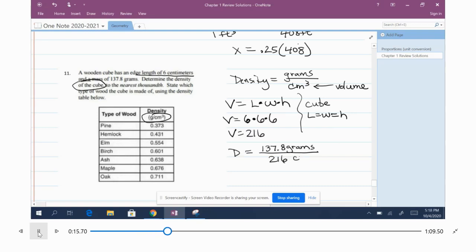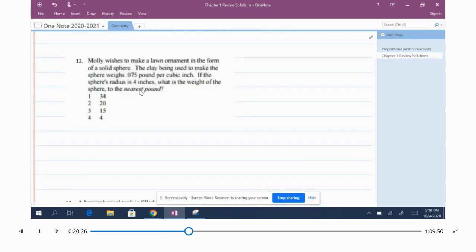Now, for density, basically it's just telling us that's exactly what we're going to do. We'll put grams over cubic centimeters. We got the cubic centimeters at 216, and they tell us the grams, 137.8. So there it is, and that's closest to ash.